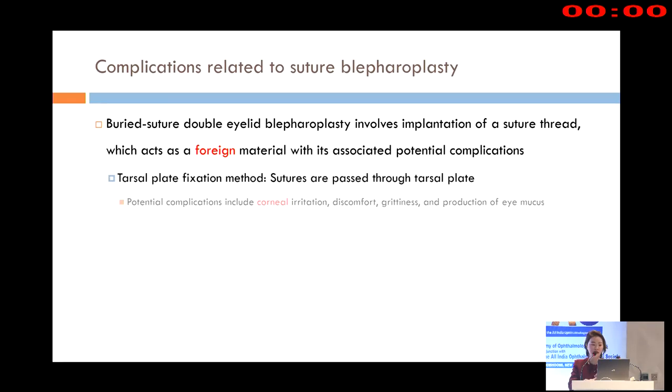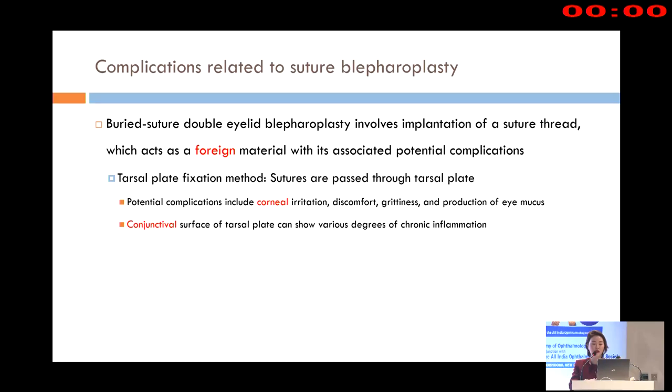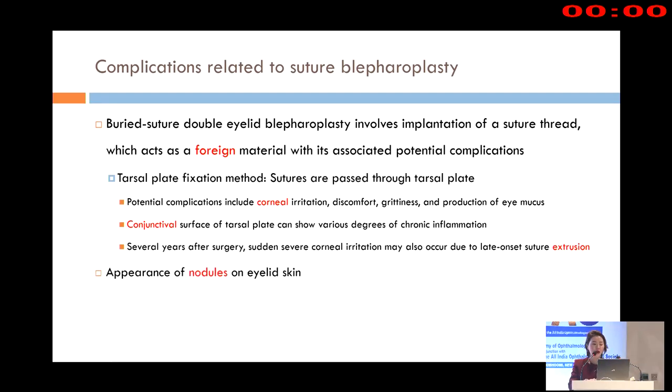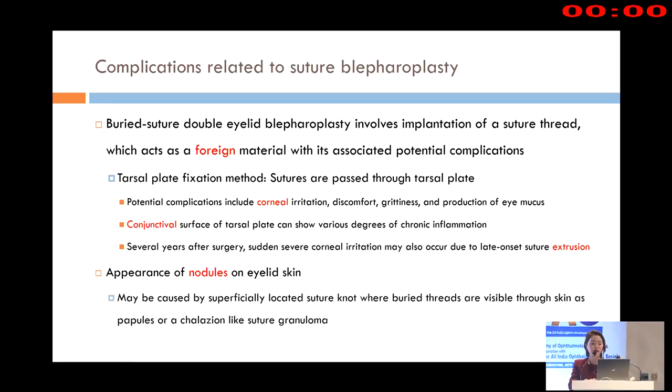The sutures are passed through the tarsal plate, so potential complications include corneal irritation, discomfort, production of eye mucus. The conjunctival surface can lead to chronic inflammation, and several years after surgery, there can be sudden corneal irritation due to late onset suture extrusion. Also, if you see many patients with suture blepharoplasty, years later they develop these nodules on the eyelid skin. It may be from superficially located suture knot, where the buried sutures are visible as papules or chalazion-like granuloma. And in all cases, I think the treatment really is to remove the suture.